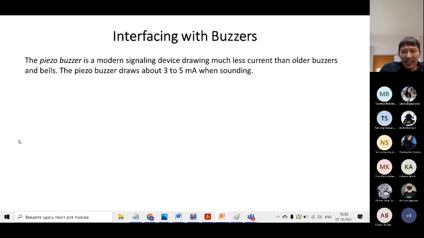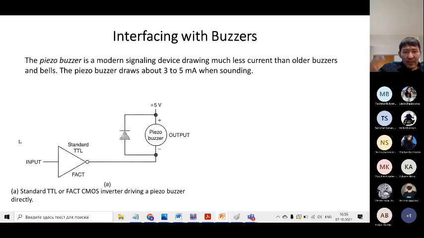Interfacing with buzzers. It's not difficult, guys, and in the lab work you will try it, because in Multisim there is a buzzer, and you can try this kind of simple interfacing. Here, for example, you use the inverter, and when your input is high, here it will be low, and current can go through the buzzer, so it will be sunk to the integrated circuit, and this buzzer will work and give some sound.